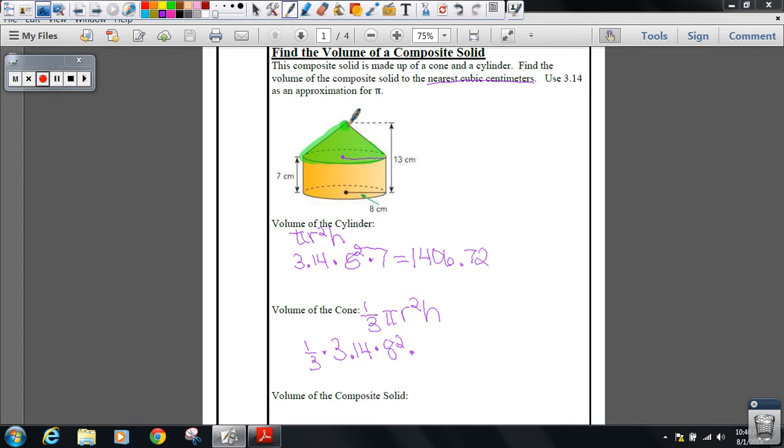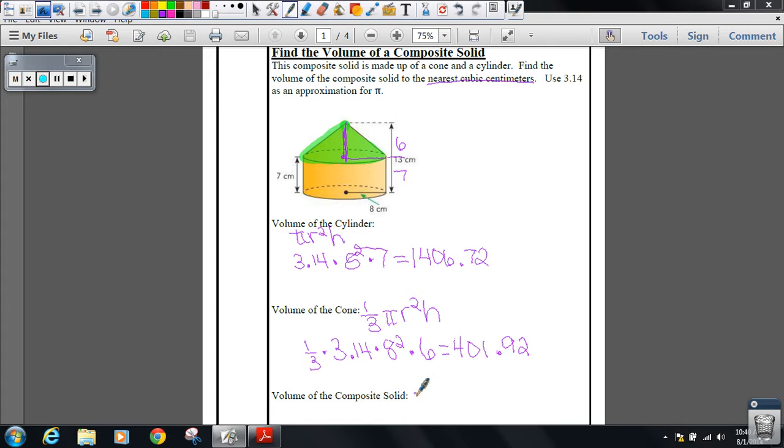Well, that's a little bit trickier. We want the height of just the cone. The total is 13. From here to here was 7. So that means here to here is 7. The total is 13. That means this part up here is 6. So when I go ahead and calculate that out, that's 401.92.